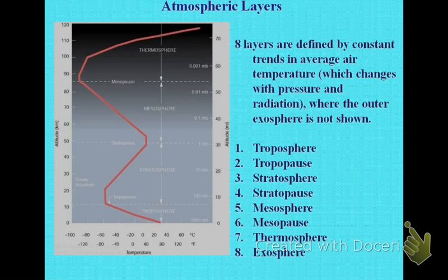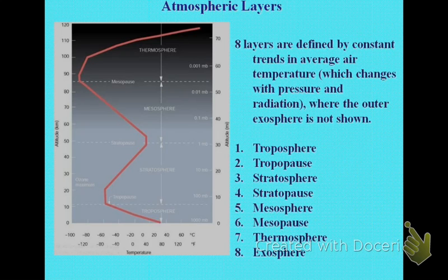Then it has that inversion where it starts to increase. There's a layer in the atmosphere where it's actually going to get warmer the higher you go. Then notice on your graph that suddenly the temperature stays the same for a little while, and then it goes back to decreasing temperature quite rapidly and very, very cold.